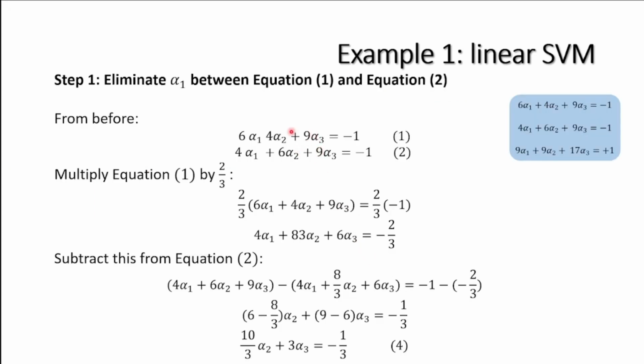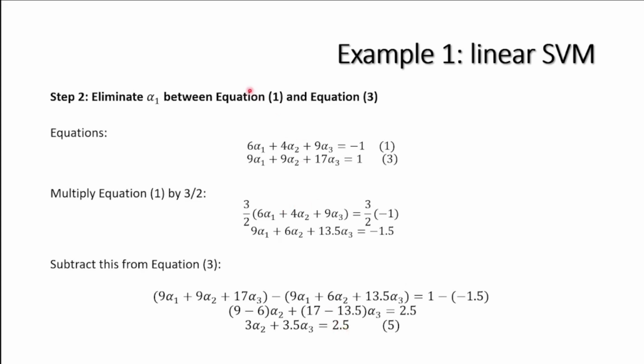Okay. So in order to eliminate alpha 1, as usual, you need to have a similar coefficient for that particular alpha 1. So we need to multiply equation number 1 by 3, and instead of having 4 alpha minus 4 alpha, it is gone, right? So towards the end, we have -1 and this. At the end, we have 10 over 3 alpha 2 plus 3 alpha 3 equal 1 over 3.